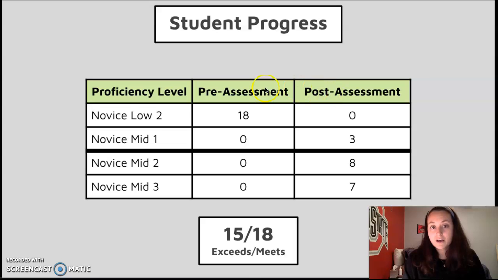Honing in more specifically on pre- and post-assessment data, again, all learners were classified as Novice Low 2 in lieu of formal pre-assessment. And then in post-assessment, 3 learners performed at the Novice Mid 1 level, 8 learners performed at the Novice Mid 2 level, and 7 performed at the Novice Mid 3 level.